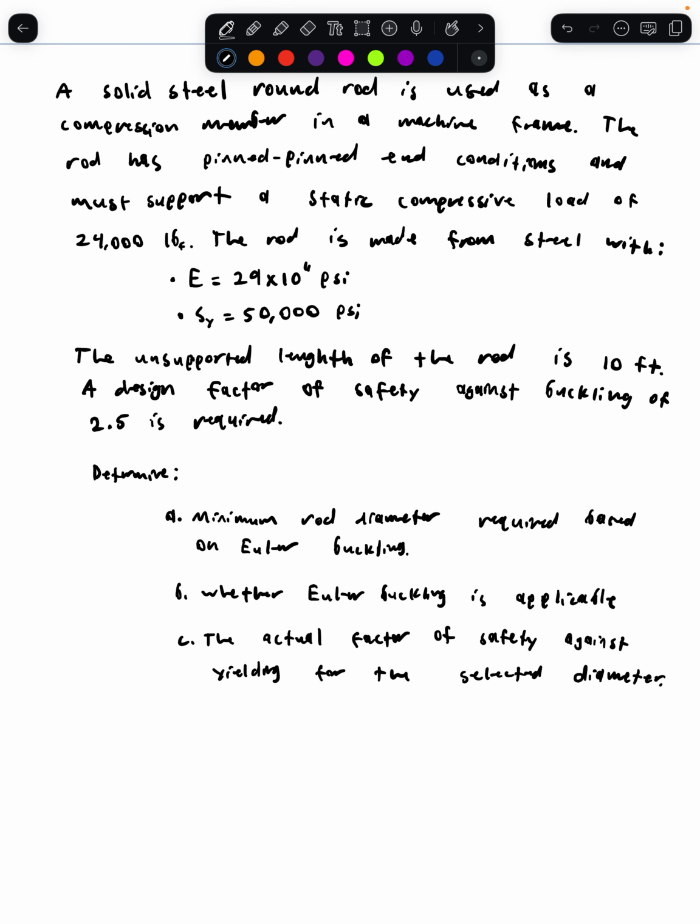We're asked to determine the minimum rod diameter required based on Euler buckling, so this is telling us to assume Euler buckling. In other problems, it'll give you the diameter already, and then you'll have to tell whether that's an intermediate column or a long column. But this is kind of just giving it to us. Then for B, we have to determine whether Euler buckling is applicable. And for C, find the actual factor of safety against yielding for the selected diameter.